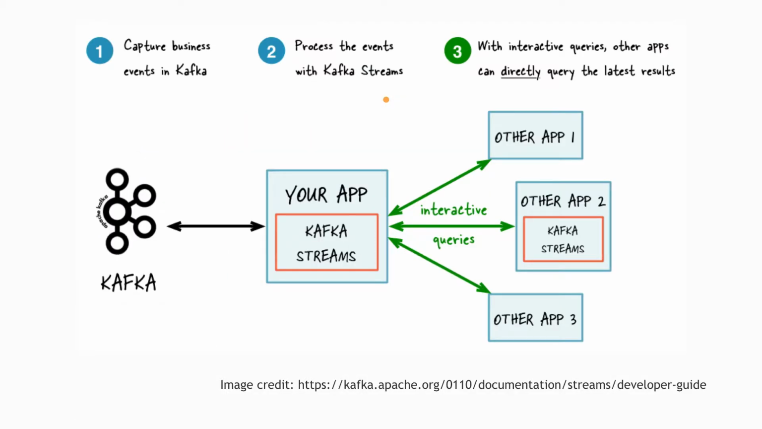Another way to look at it could be like this. Your app is a Kafka Streams app from Kafka. See how the arrows go both ways? The results of your Kafka Streams app might even be used later on downstream.